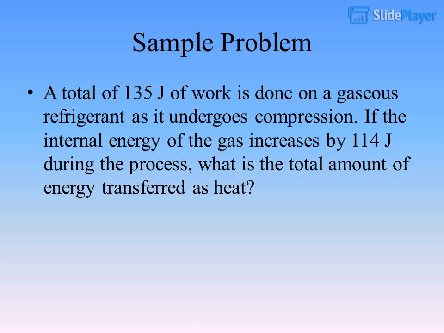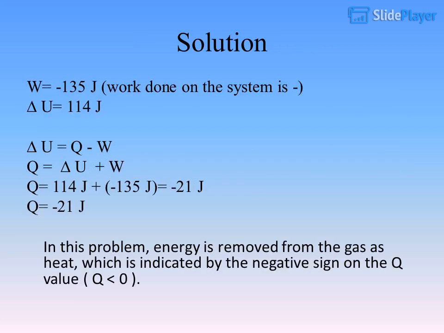Sample problem. A total of 135 J of work is done on a gaseous refrigerant as it undergoes compression. If the internal energy of the gas increases by 114 J during the process, what is the total amount of energy transferred as heat? Solution. Work done on the system, so W equals minus 135 J. Delta U equals 114 J. Delta U equals Q minus W, so Q equals delta U plus W. Q equals 114 J plus minus 135 J equals minus 21 J. In this problem, energy is removed from the gas as heat, which is indicated by the negative sign on the Q value, Q less than 0.